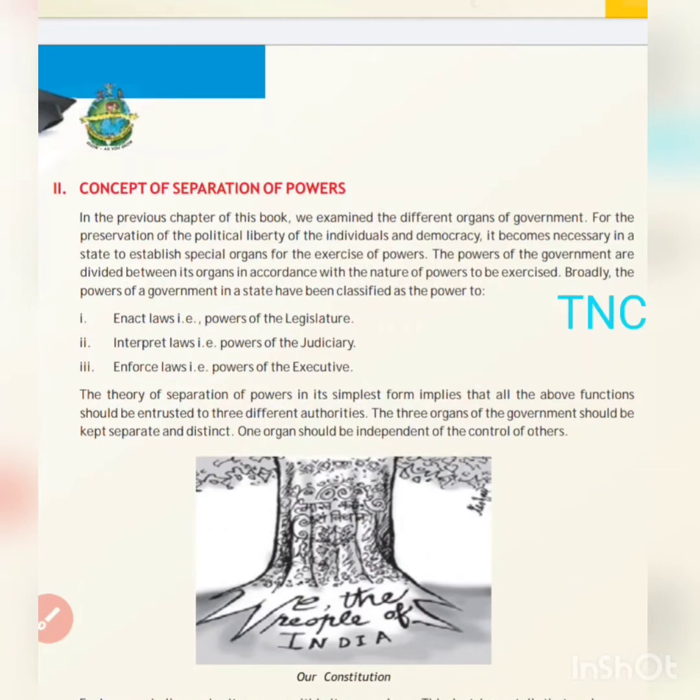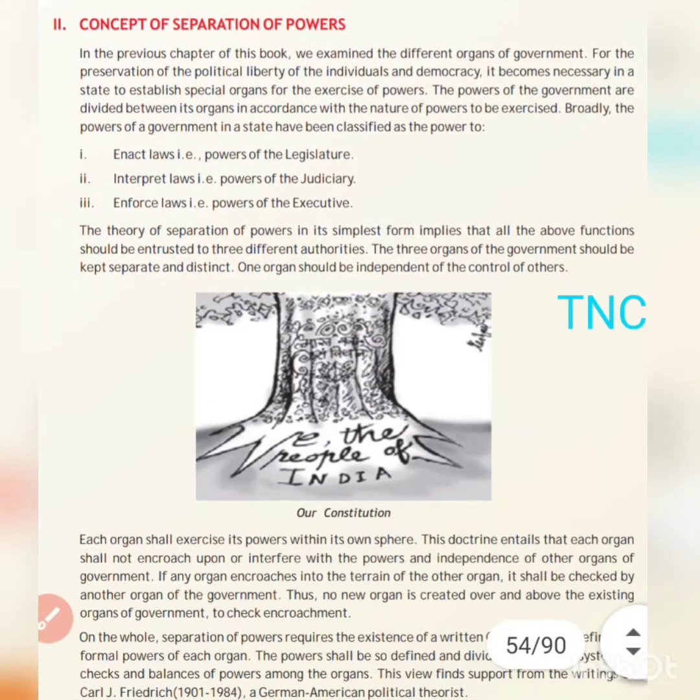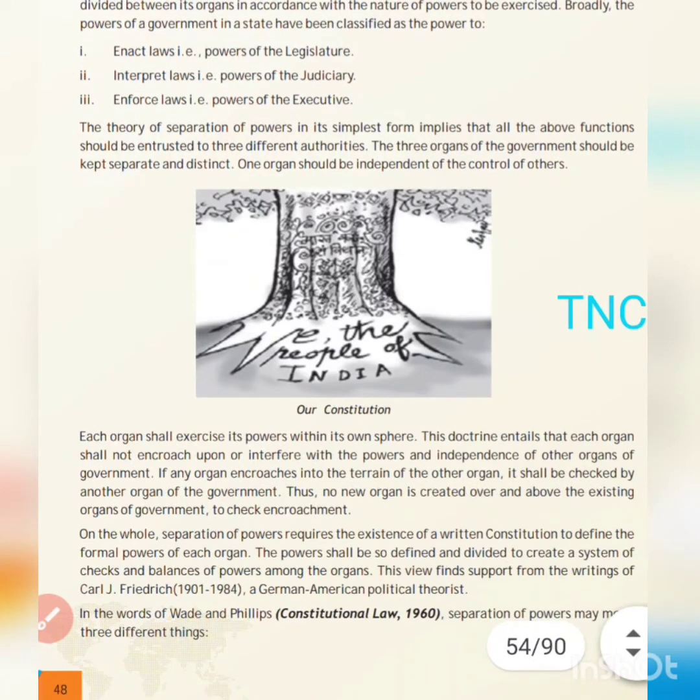The three organs should be kept separate and distinct. One organ should be independent of the control of the others. As we know, each organ works independently. We say that the judiciary is independent of the legislature and executive. That means each organ should be separate and its work should be separate. That's why powers are distributed equally. Special functions are allotted to them to ensure that one organ keeps a check and balance on the other two, while its function is totally independent of the control of others. A certain check and balance is important for democracy to run smoothly.